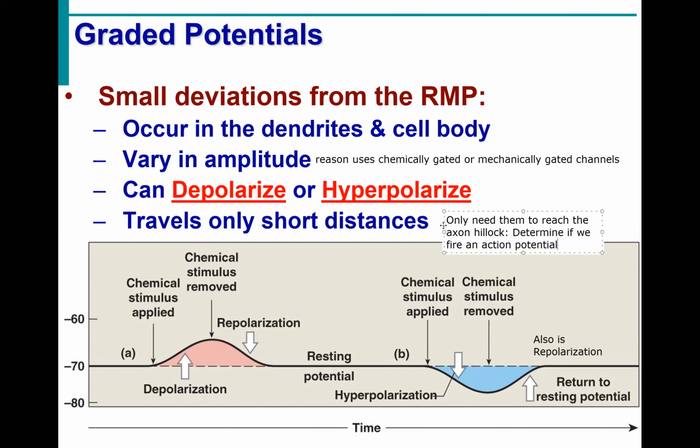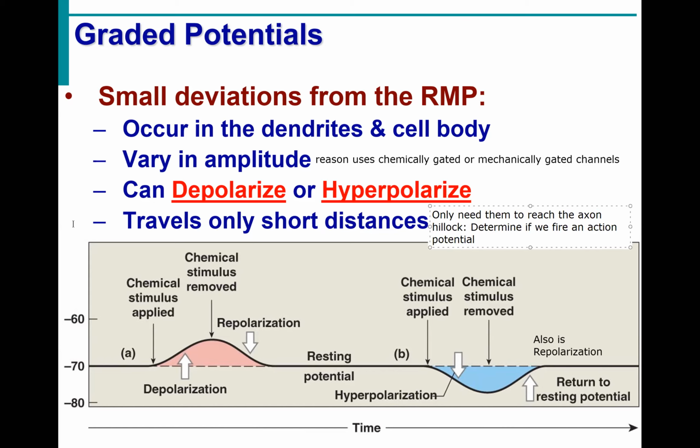So luckily, they don't travel far, but we don't need them to. We just need them to get to that axon hillock. And if they can get to that axon hillock, then we can determine if we fire an action potential or not, because it's going to be these graded potentials that determine whether we do. All righty, that is our graded potentials.